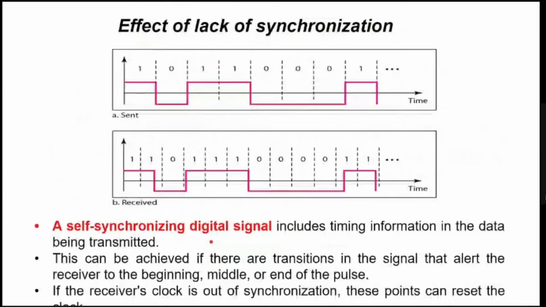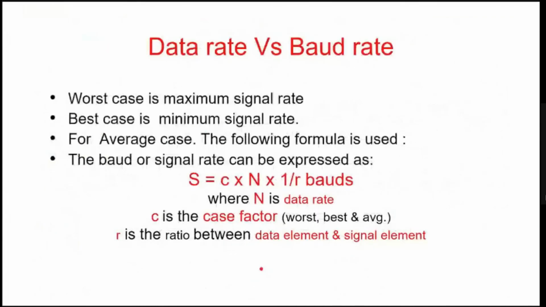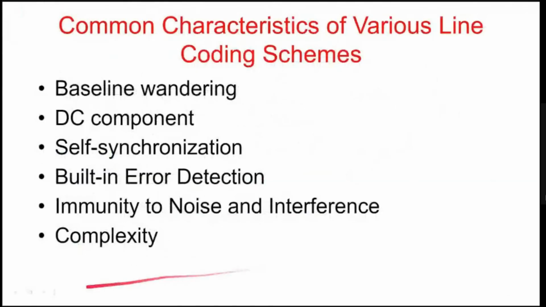Okay, see here. So this is baseline wandering and DC component, self synchronization, built-in error detection, then immunity to noise and interference. The last one is the complexity.